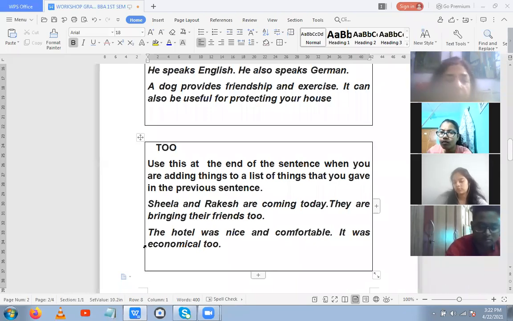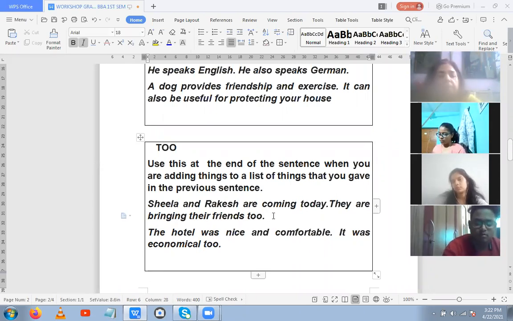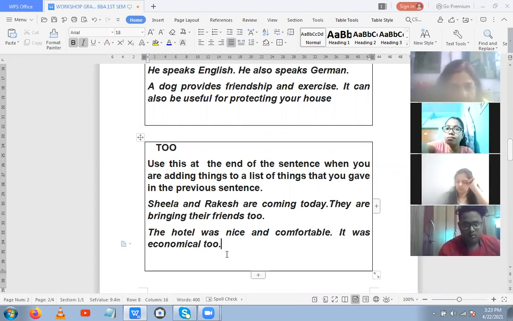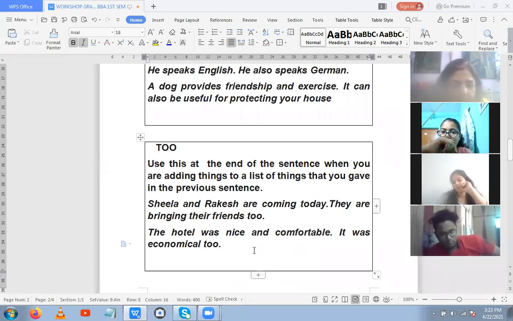You can also say, they are also bringing their friends. But then we are using "too" over here. Sheila and Rakesh are coming today. They are bringing their friends too. Make your own sentences. The hotel was nice and comfortable. It was economical too.